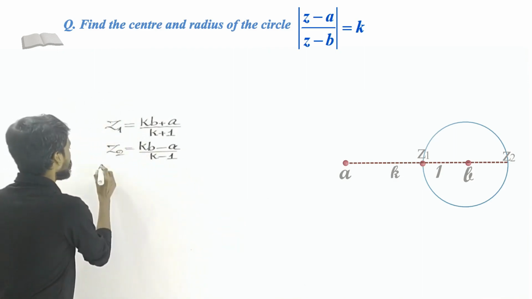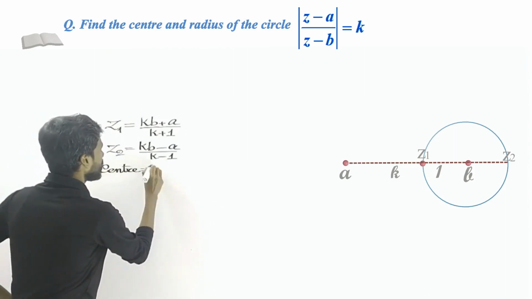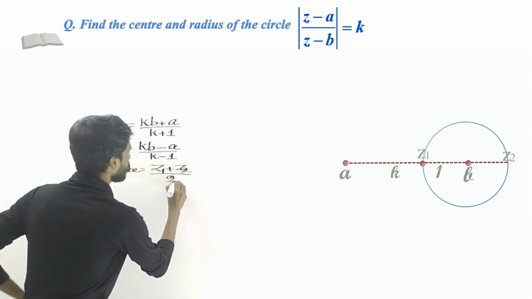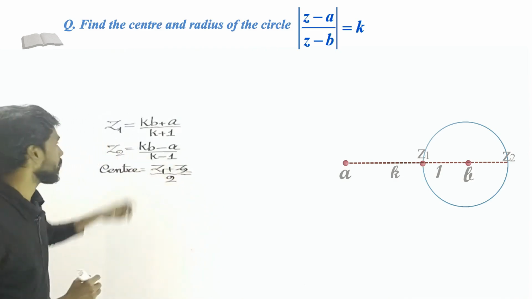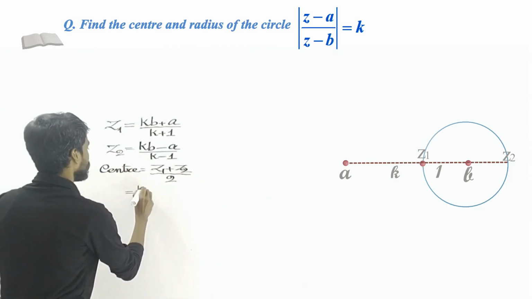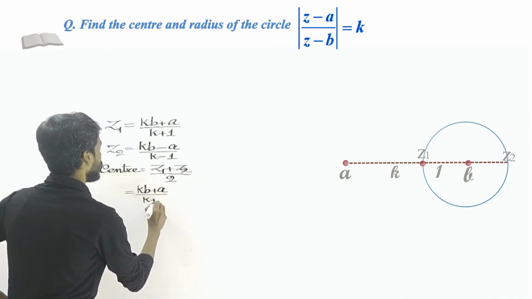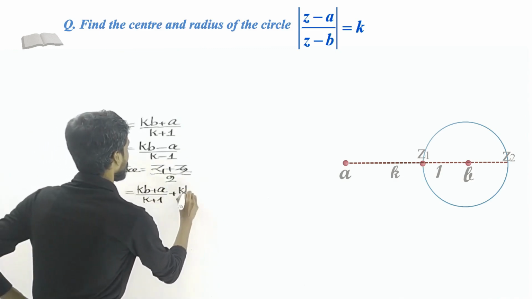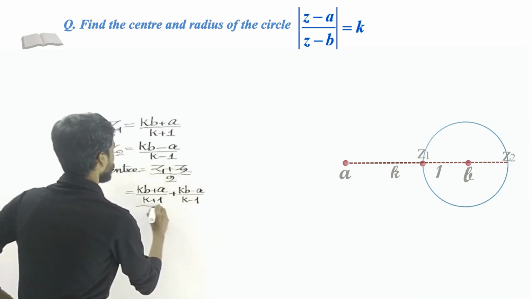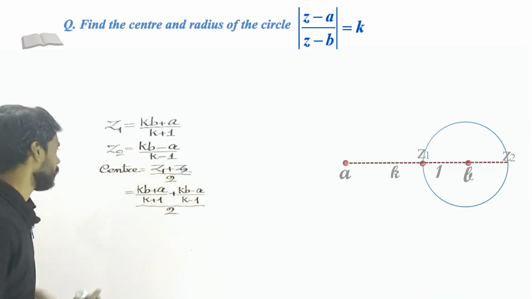So center is the midpoint of these 2 points. So center equals Z1 plus Z2 divided by 2, the midpoint of the 2 endpoints of the diameter. So we can simplify this. That is kB plus A divided by k plus 1 plus kB minus A divided by k minus 1, the whole thing divided by 2. So that is the center. Okay, let us simplify this.